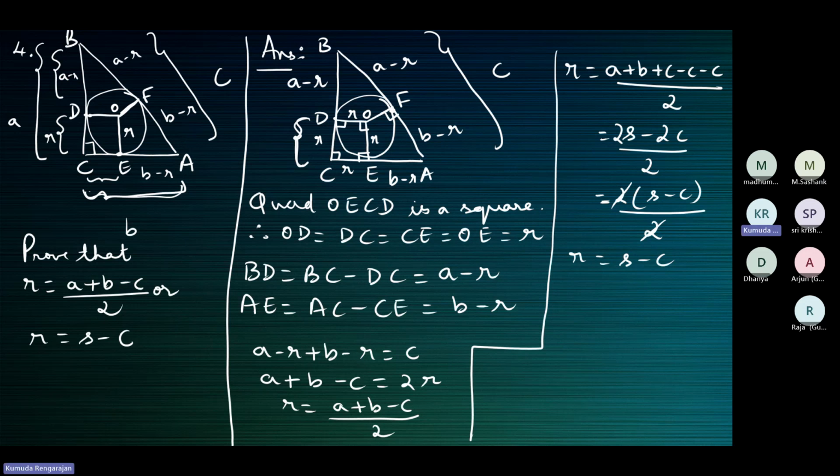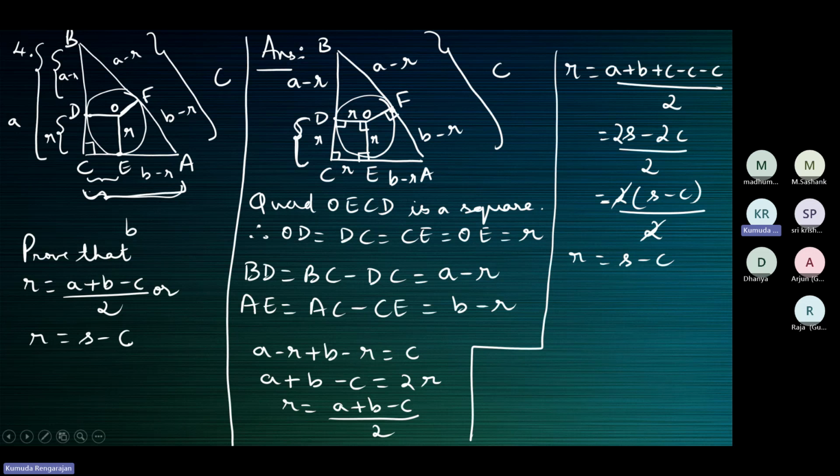Now, BF is A minus R. AF is B minus R. But what is BF plus AF? It is AB, which is C. This side is C. The hypotenuse is C units, which means A minus R plus B minus R is equal to C. So on working that, you get R is equal to (A plus B minus C) by 2.